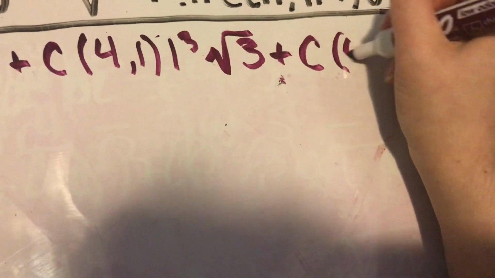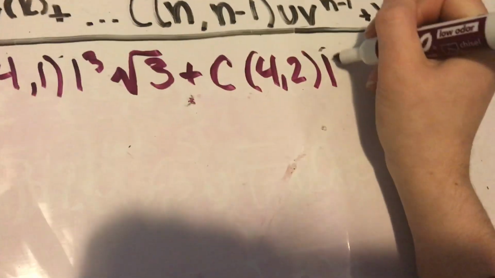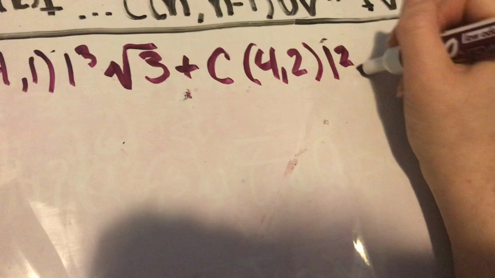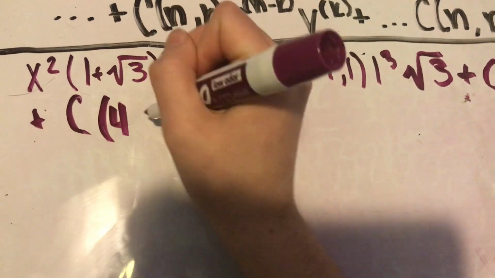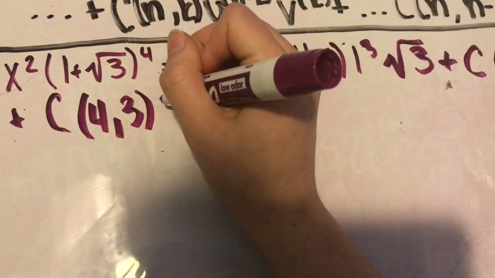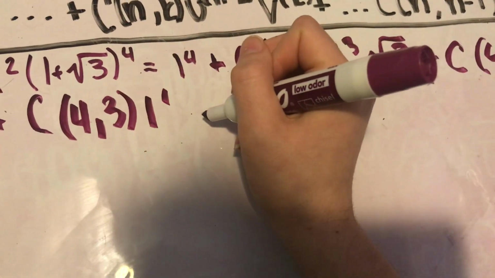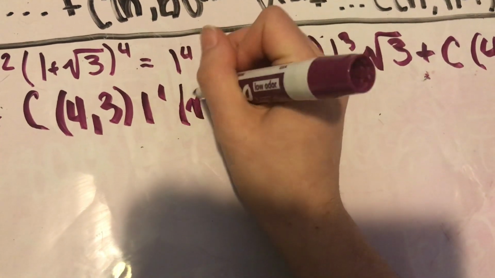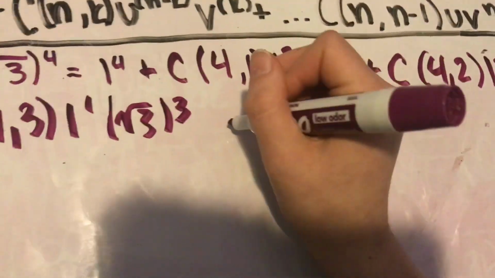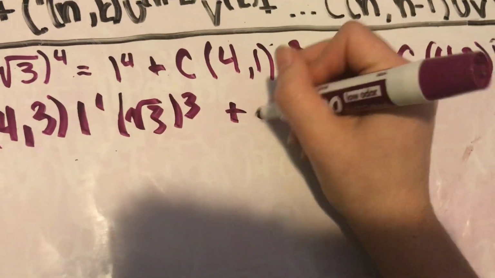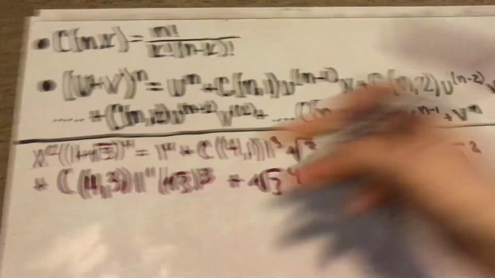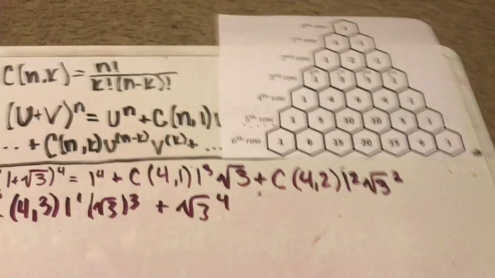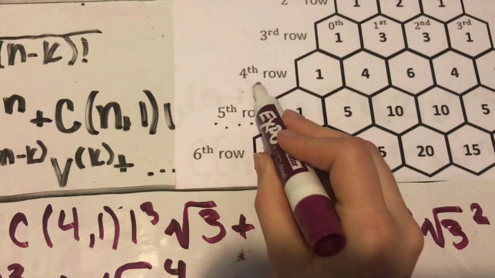Now that's going to be plus C(4,2) times 1 squared, which is going to be 1, but we'll just write it there for now, times square root of 3 squared. And then that's going to be plus C(4,3) times 1 to the 1st power, and then that's going to be times square root of 3 cubed. Next is going to be plus square root of 3 to the 4th. Now what we're going to do is use the 4th row right here.